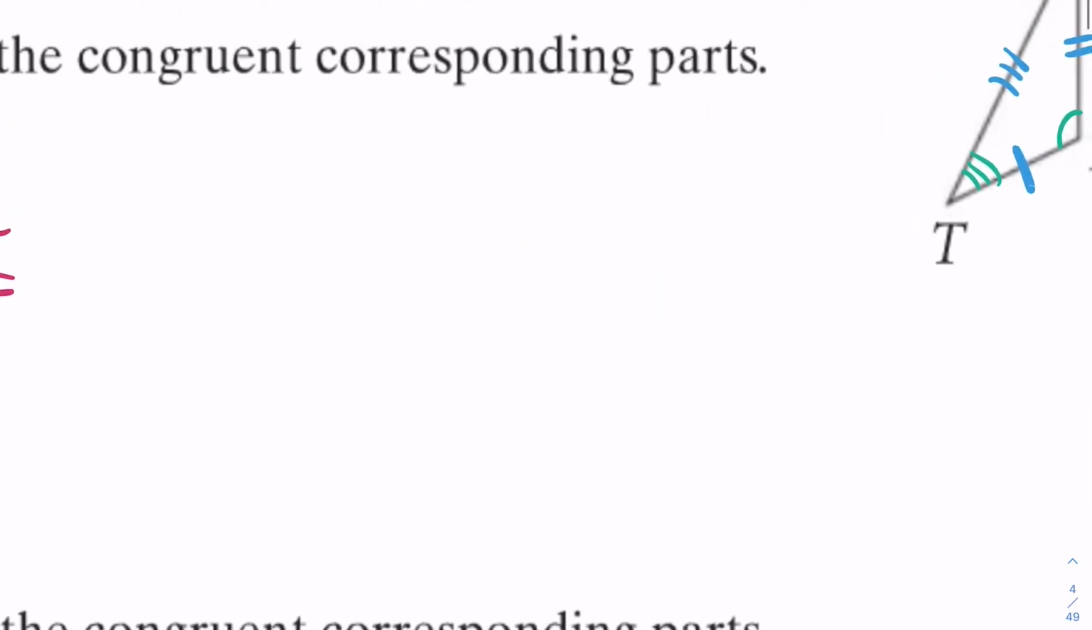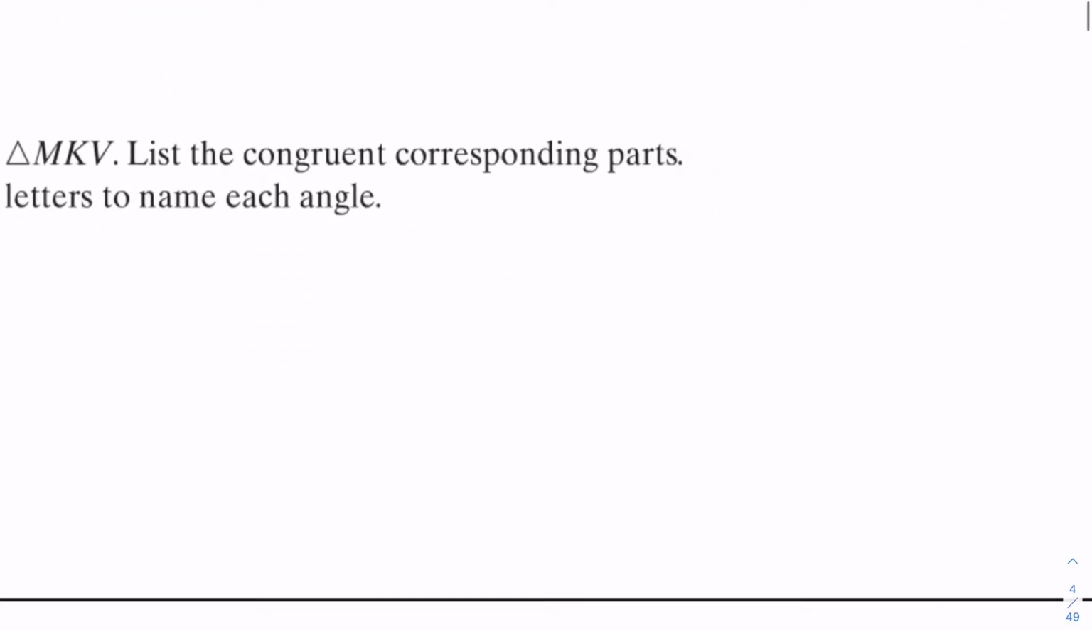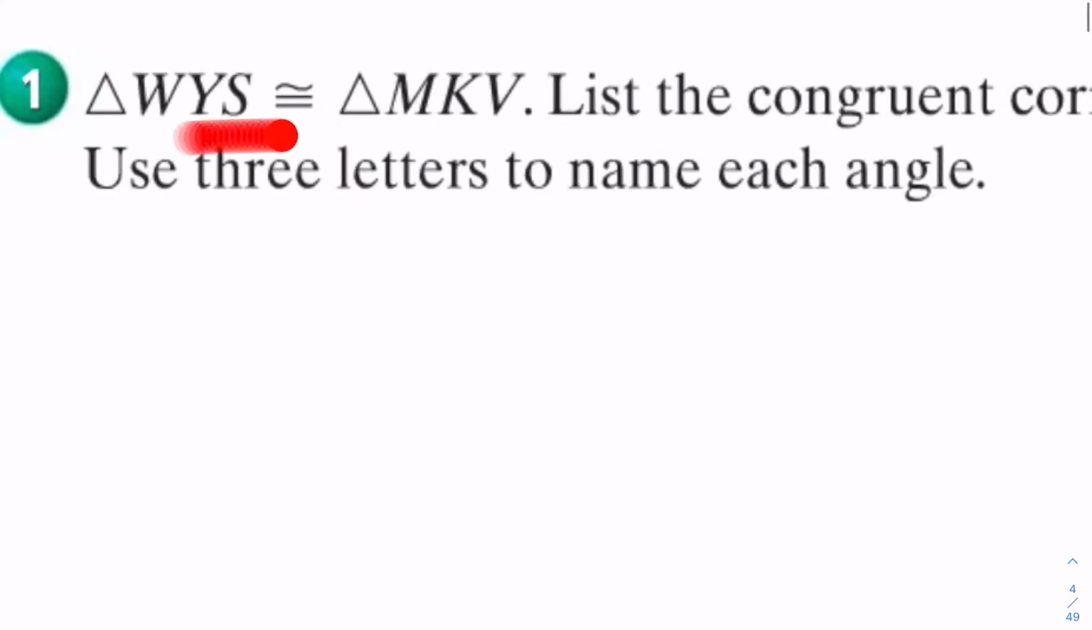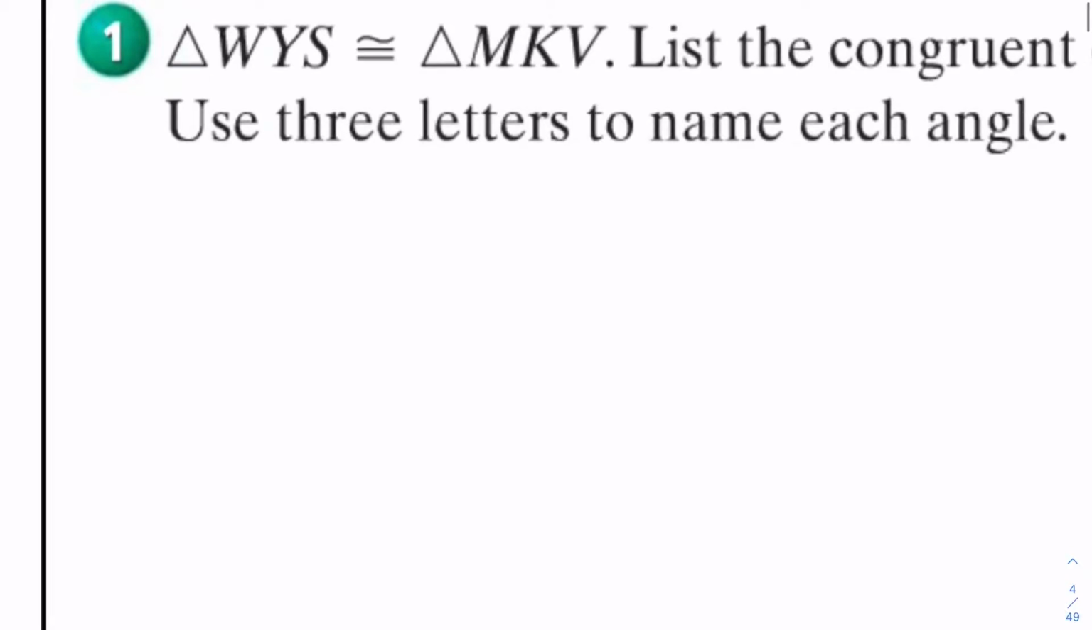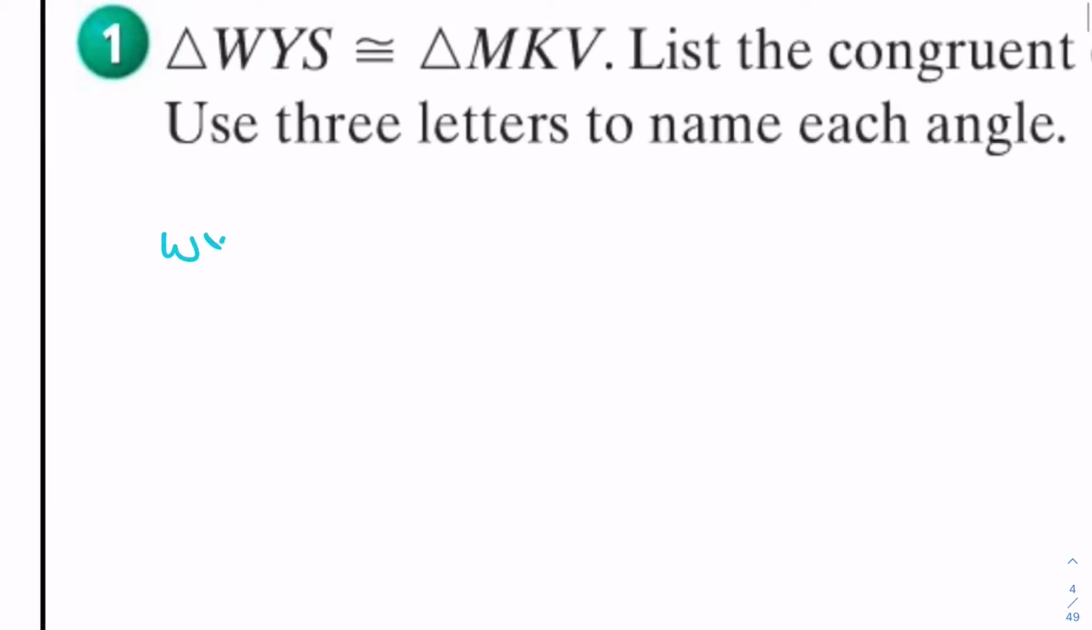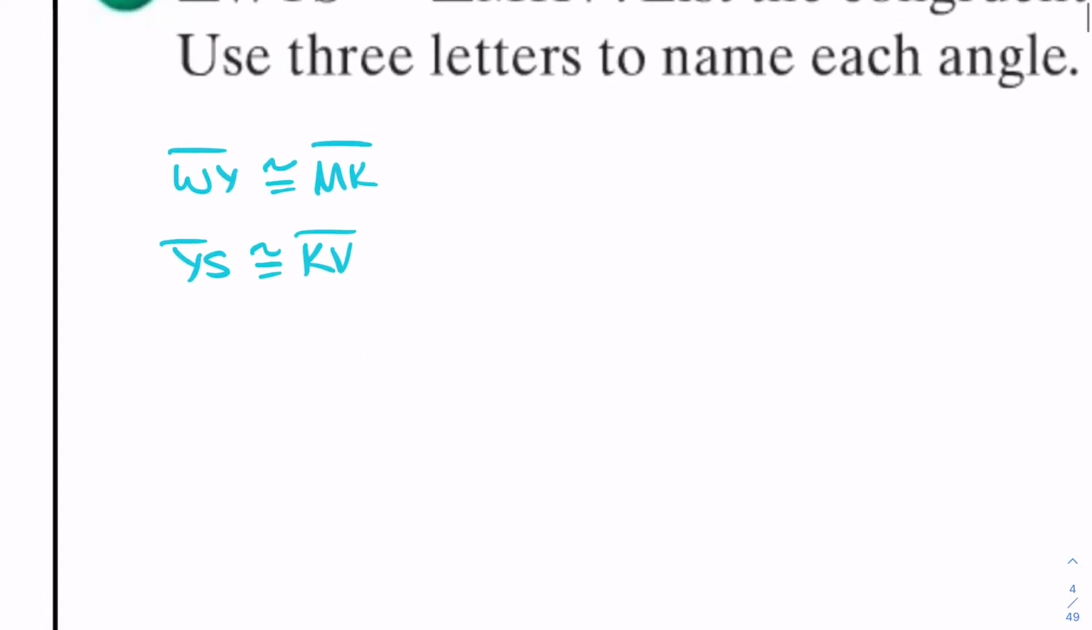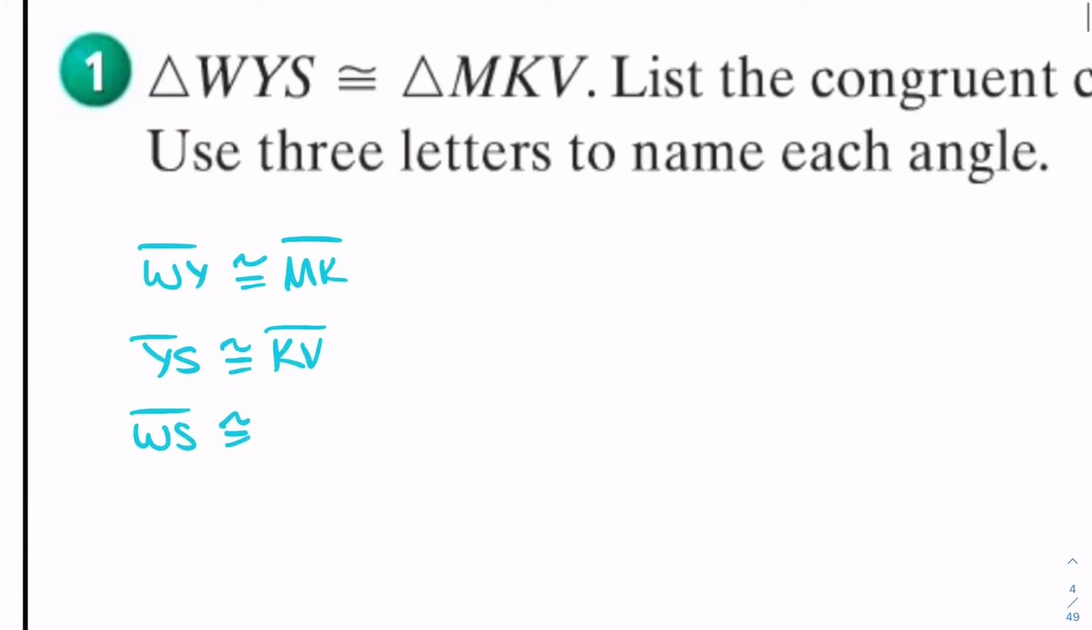Okay. All right, the next one, again, we don't even need a triangle. We're just going to use this right here to list all of our statements. So I'm going to say side WY is congruent to side MK. Side YS is congruent to side KV. And side WS is congruent to side MV. So the first and last letters of both.